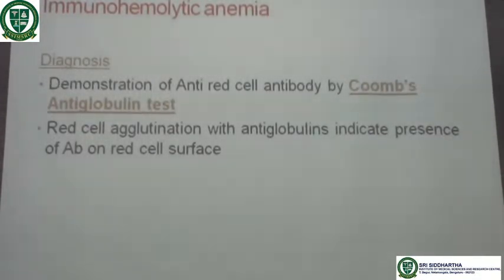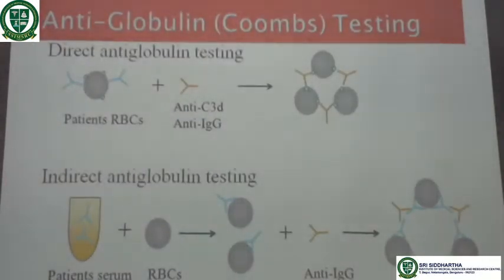How do you diagnose immune hemolytic anemia? By doing Coombs test. These cells show red cell agglutination with antiglobulins, which indicates presence of the antibody over the red blood cell surface. I will show you the mechanism later. This is the Coombs test. It's a bit complicated. I will tell you in a very simple way. Try to understand.